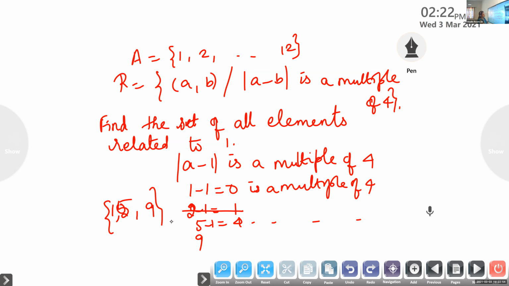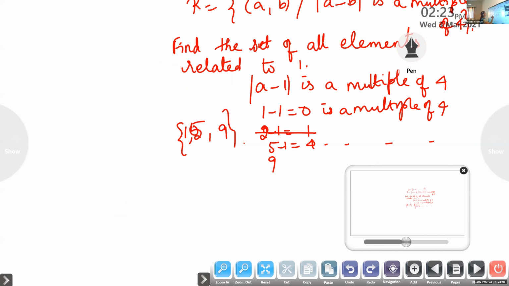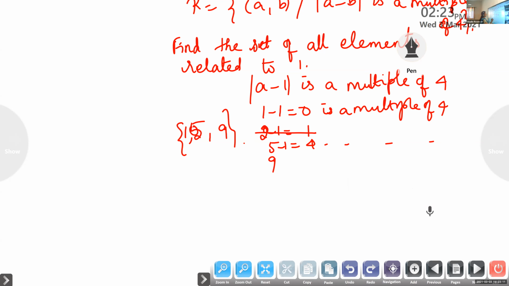Instead of 1, suppose finding the set of all elements related to 2 is asked. What will be your answer? Here the question is the set of all elements related to 1. Suppose they ask to find the elements related to 2. What will be the answer? We want A minus 2 to be a multiple of 4, isn't it? A minus 2 must be a multiple of 4.